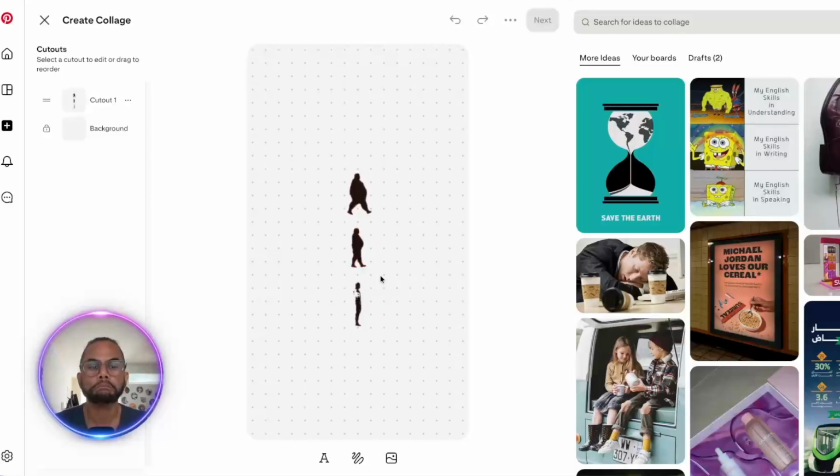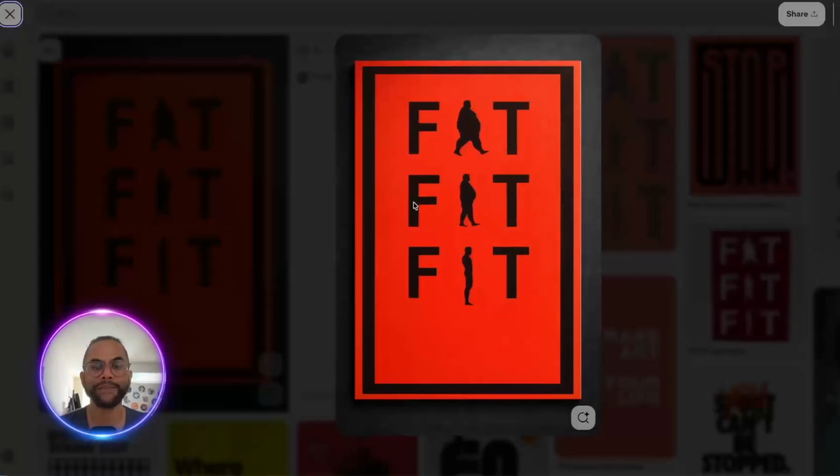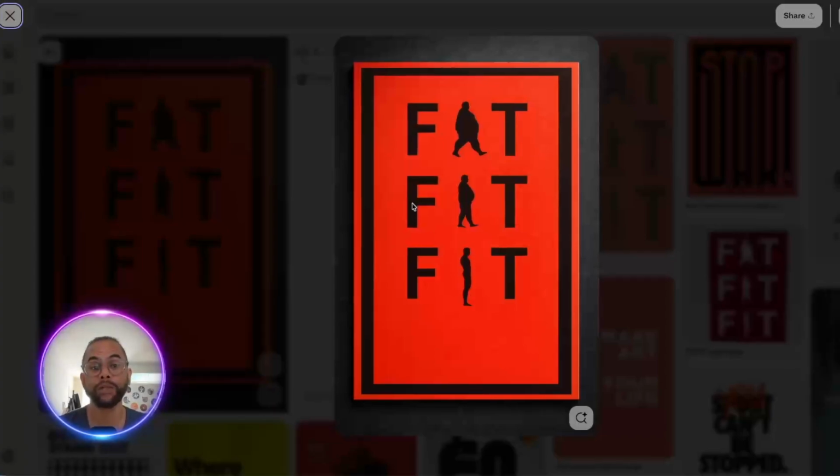Why? I think because our brains naturally notice things that are different. Everything else is made from bold geometric letters, but these are human silhouettes. And I think difference attracts attention. And that's exactly what contrast does. The red background also helps, and the black shapes become incredibly easy to see.